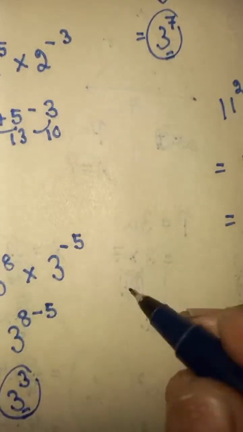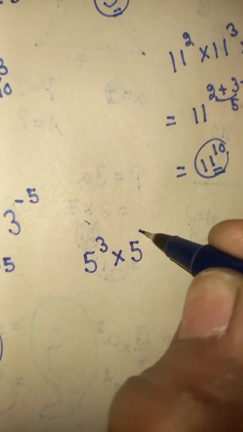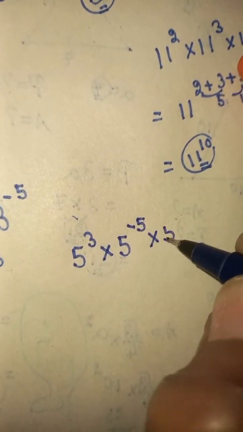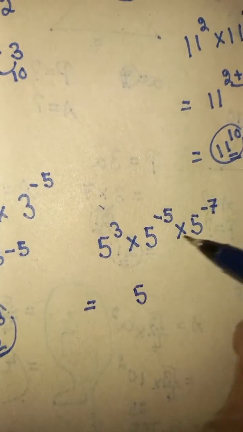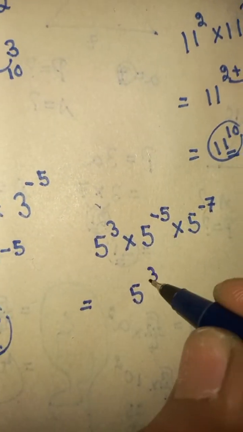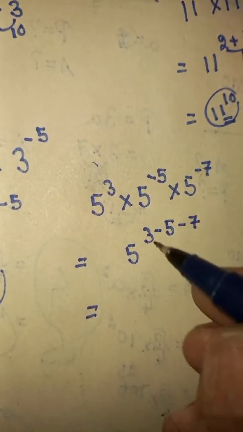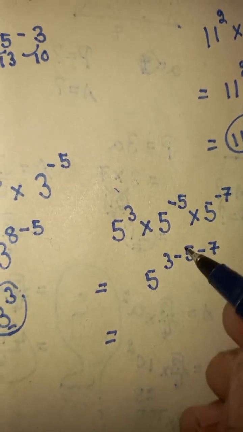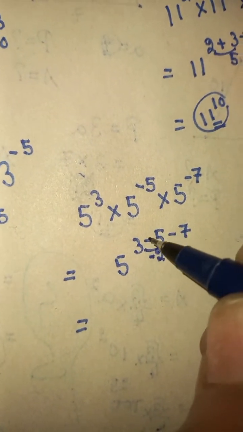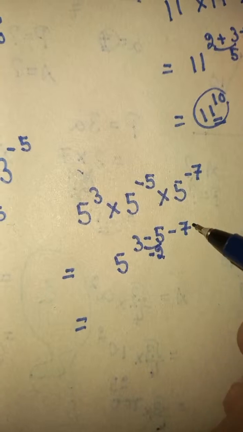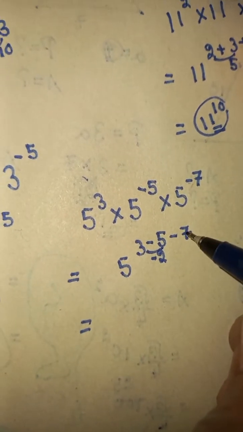Let's take one more problem. 5 power of 3 times 5 power of minus 5 times 5 power of minus 7. Here also, take 5 as the common base and add up all those powers. 3 minus 5 minus 7. Here also you're going to get 3 minus 5, which will be equal to minus 2, because 5 minus 3 is 2. The symbol remains for the bigger one, and minus 2 minus 7, both are minus, so add that. 2 plus 7 is 9.